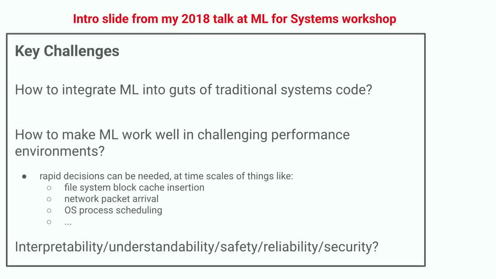Rapid decisions can be needed. If you're trying to make a decision about a file system block cache insertion, that's a pretty tricky and challenging time scale at which you need to do this, and network packet arrival would be even more challenging. OS process scheduling is kind of in the middle. And then, all the usual concerns of applying machine learning to anything you also have in computer systems. How do you interpret the decisions? How do you understand them? How do you make them safe and reliable and robust and operate maybe within a range of things, but learn within that range, but not go too crazy?